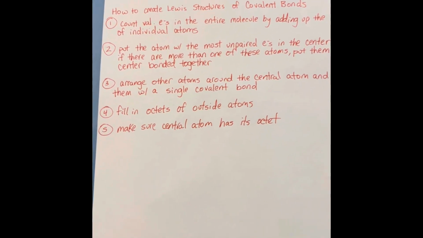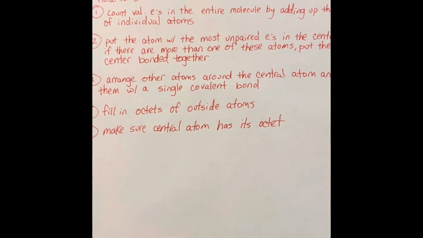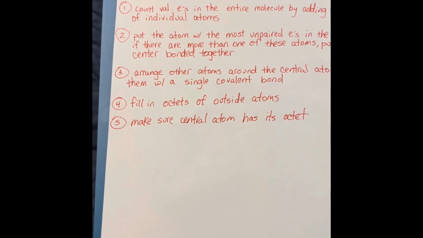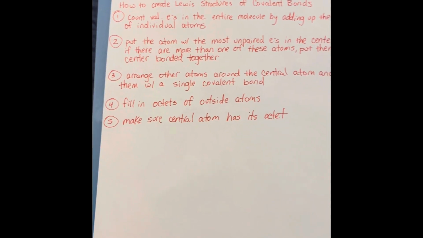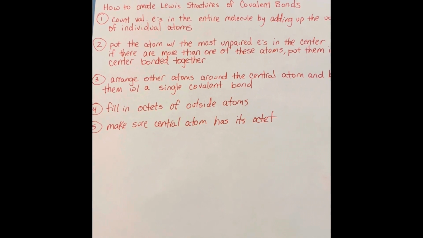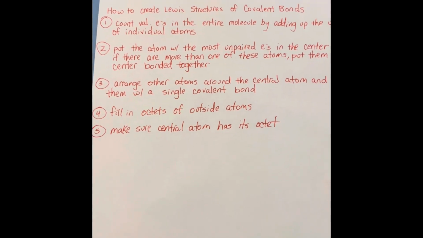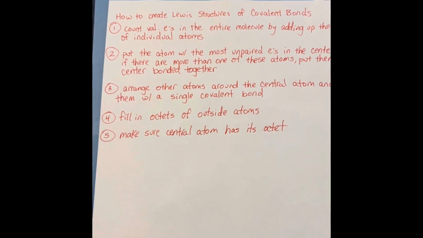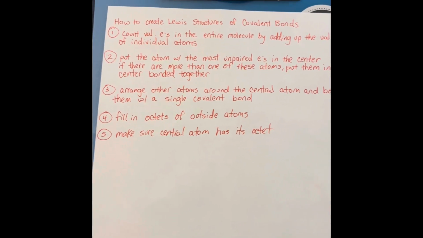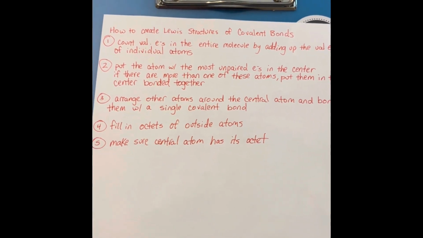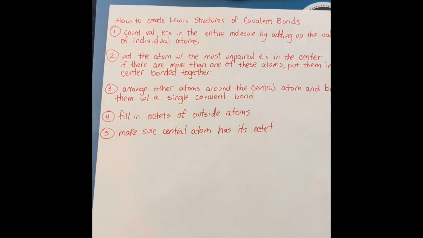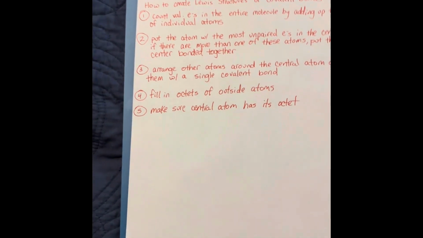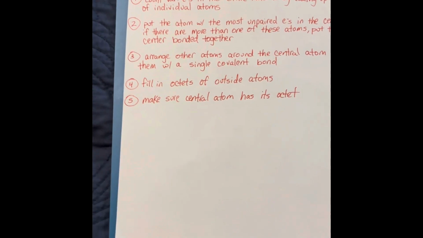bonds, okay? So number 1, you're going to count the valence electrons in the entire molecule by adding up the valence electrons of all the individual atoms, all right? The second thing you're going to do is you're going to put the atom with the most unpaired electrons in the center. If there's more than one of these types, you're going to put them both in the center bonded together. Third, you're going to arrange other atoms around the central atom and bond them with a single covalent bond. Fourth, you're going to fill in the octets of the outside atoms. And fifth, you're going to make sure the central atom has its octet. I know this sounds complicated, but let me show you what I'm talking about.